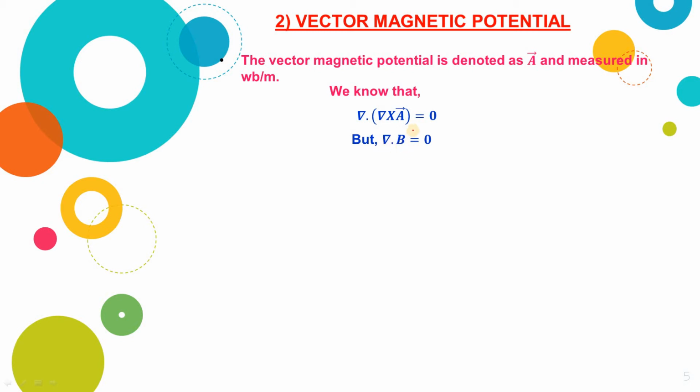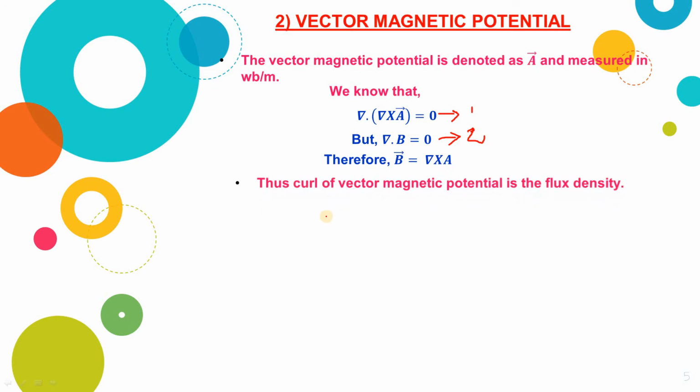Now if you compare these two equations, let this be the first equation and let this be the second equation. If you compare these two expressions, what equation can we get? Therefore we can obtain B is equal to del cross A.